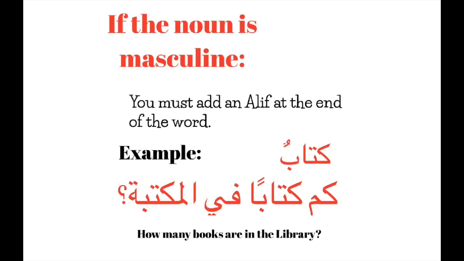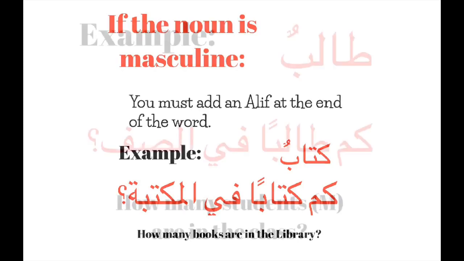The word kam begins our sentence, and then we use kitab. Kitab is the singular noun. It's a masculine noun, and because it's a masculine noun, we have to add an extra aleph to the end of the word. And then we add tanween fatha. Kam kitaban fil maktaba. How many books are in the library?